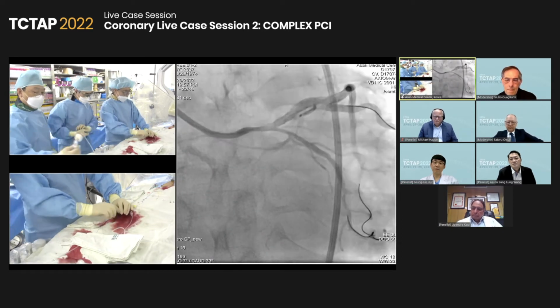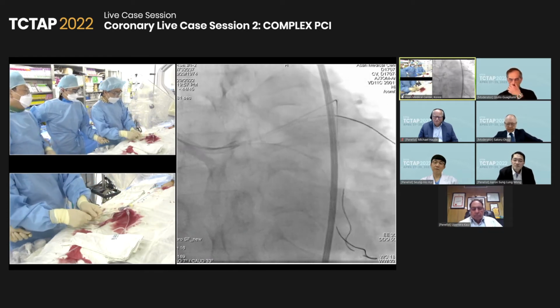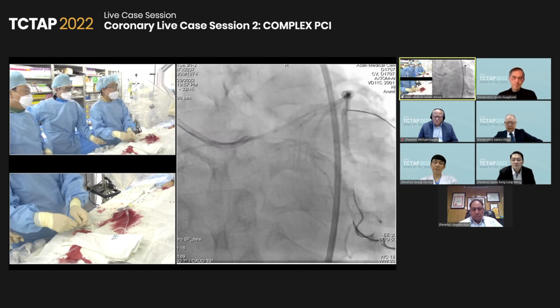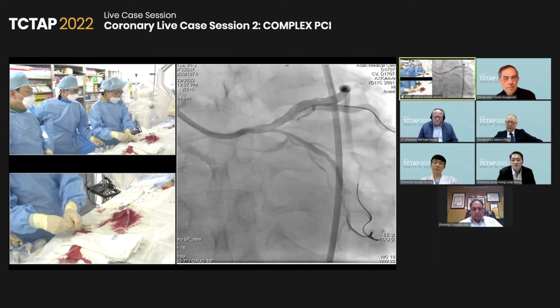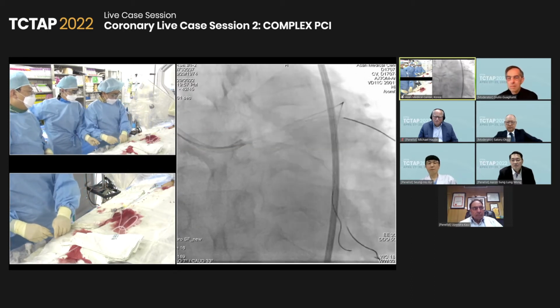So on the basis of the IVUS, I would like to fully cover the left main. This plaque absolutely extended to the left main, and I would fully cover it.